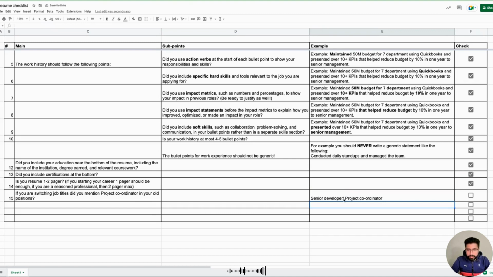And when you say this, you essentially are highlighting that you have experience of project coordinator, and you have experience in managing teams. You have experience in conducting stand-ups, managing budget. So that's the point that we are trying to highlight whenever you are switching your titles from one title to a completely different title. So this is going to be conditionally applicable just in case you're switching titles and not otherwise.